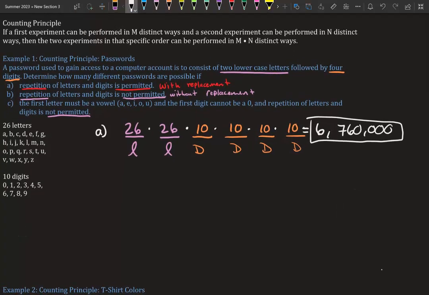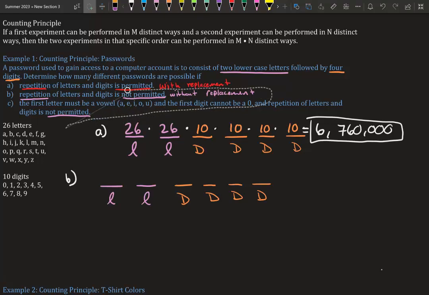Okay, let's do B. So B, it's the same setup. We're still doing the same password, 2 lowercase, 4 digits, because that's what we need to do. That's the template for our password. 2 lowercase letters and 4 digits. All right, this time though, it says without replacement. So since it says without replacement, let me change that color.